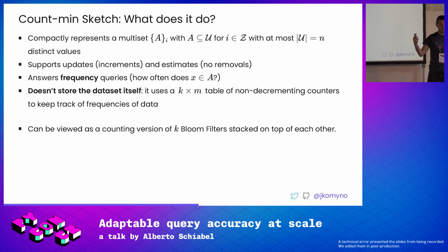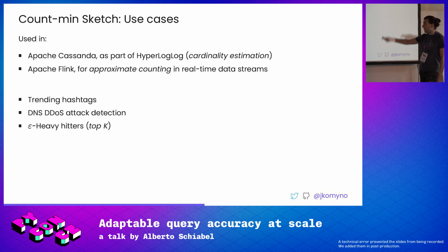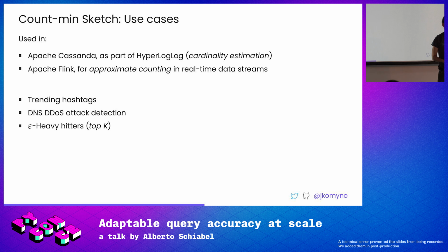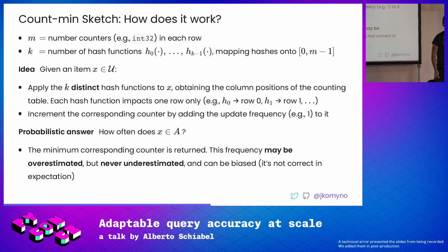And a multiset is just a set where you get a frequency value for each element. And again, they don't store the dataset itself, and they have a table with k rows and m columns, where k, again, is the number of hash functions. Where would you use them? Again, Apache Cassandra, Apache Flink, some databases. Twitter uses them to determine the most trending hashtags, because it is like the top k hashtags.